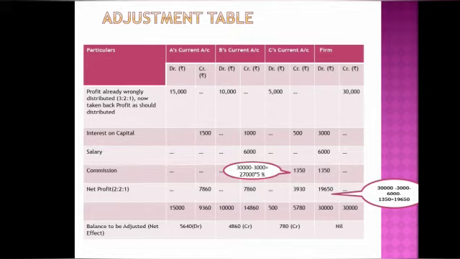That means you have to calculate on the net profit after charging the interest on capital. The net profit was 30,000. You minus 3,000 for the interest on capital. The net profit comes down to 27,000 and the 5% of it comes to 1,350. So commission is credited to C and debited in the firm's account.